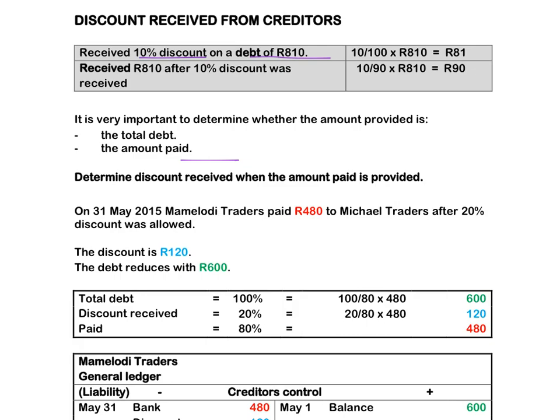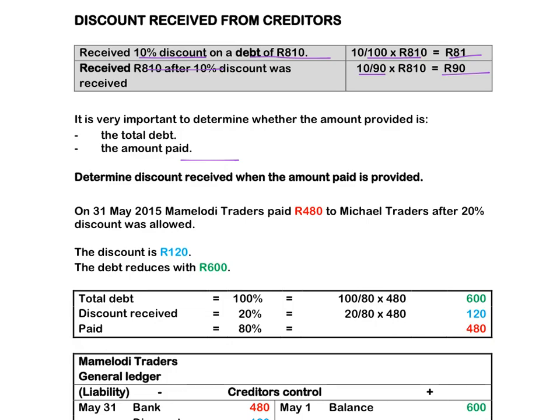Of that debt, we want to allow 10% discount, so the discount will be 81 Rand. Receive 810 Rand after 10% discount was allowed. Now you only receive 90% of the total debt. So that means we will say 10 divided by 90 to work out that the discount is 90 Rand.